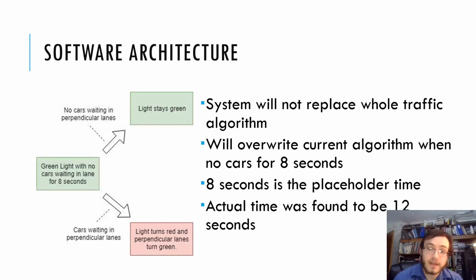We did find that 8 seconds was too short to wait in between automobiles, so we upped that to 12, which was found at the test intersection. And this allowed for enough time in between cars that it wasn't just changing every time there was a gap in between two cars. And we found that to be the perfect time.